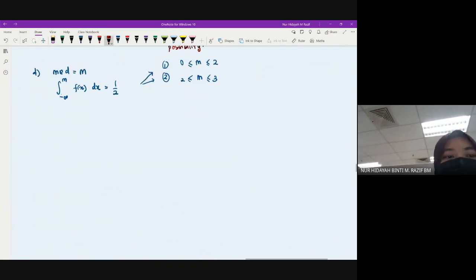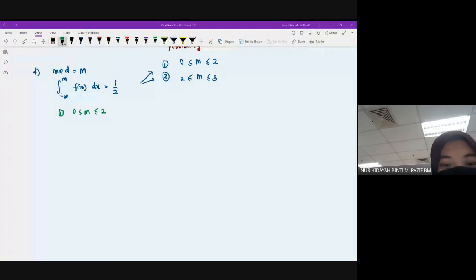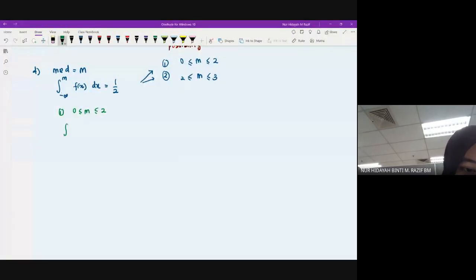Okay, apa yang saya akan buat? Saya guna pen warna hijau. Untuk first case. So m is in this interval. Jadi apa yang saya akan buat adalah integrate from negative infinity sehingga m of my f(x) dx, that should be equal to 1 per 2.